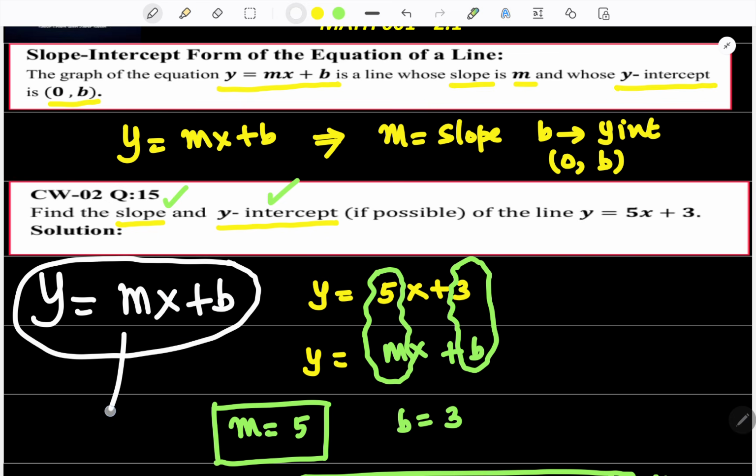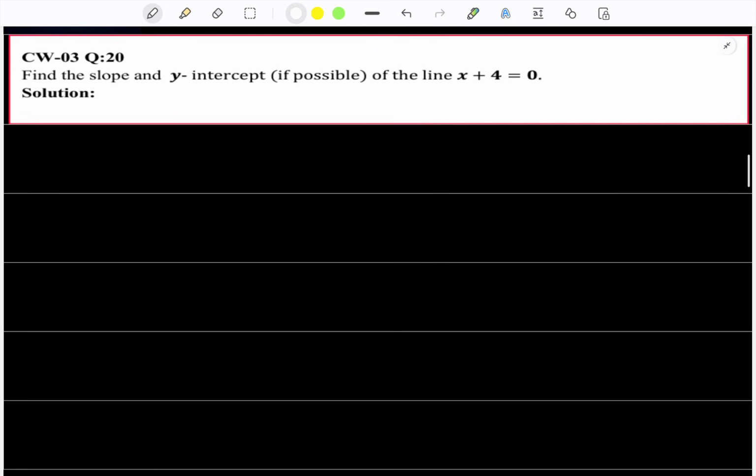Keep in your mind, it should be in the form y equals mx plus b. Then only we can write m. Then only we can write the y-intercept. Otherwise, we cannot write. Why, teacher, are you stressing more? Yes, the following questions are like that.